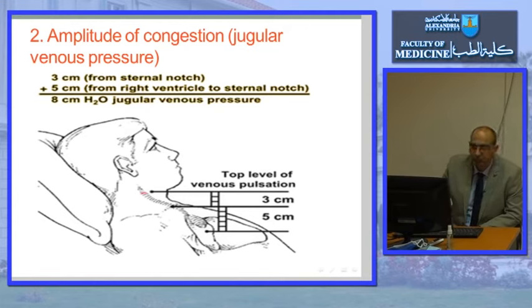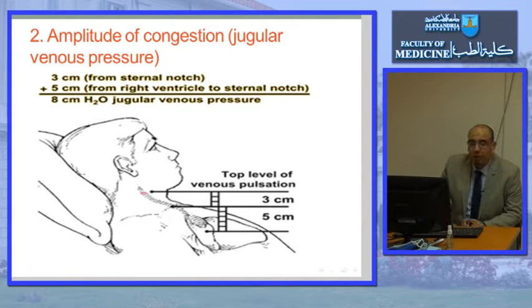Less than 3 centimeters. If it is more than 3 centimeters above the sternal angle, it is congested neck veins. It is not normal. It is congested. When I say it is congested, or when the jugular venous pressure is elevated, it is more than 3 centimeters above the sternal angle.